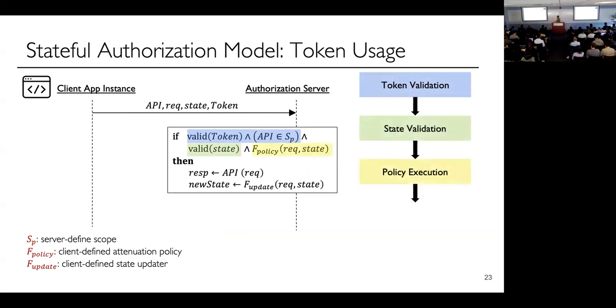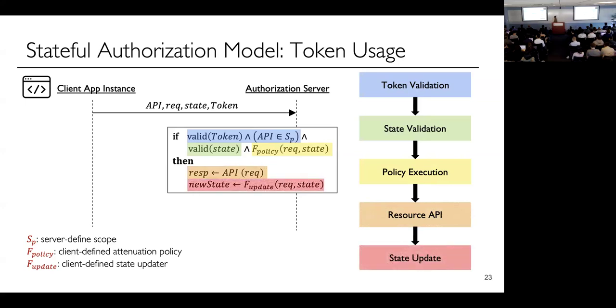Then we spin up a WASM module, run that policy, and if it outputs true, then the authorization server goes and calls out to the API, whatever it is. And then finally we update the state. Okay, and then the new state and the response come back to the client, and the call is complete. So it's a fairly standard set of steps. We just add a few extra conditions to the authorization.